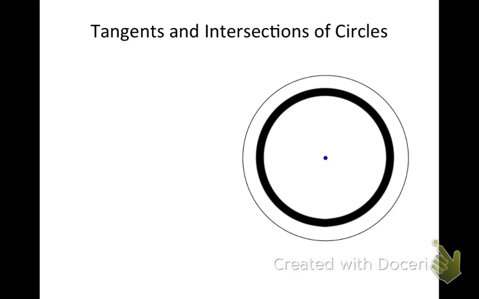Alright, but this is worth noting right here. Anytime you have one circle inside of another and they share the same center point, the way that I've drawn it right here, what you've got are something called concentric circles. Okay, so those are concentric circles, which just means they have the same center.